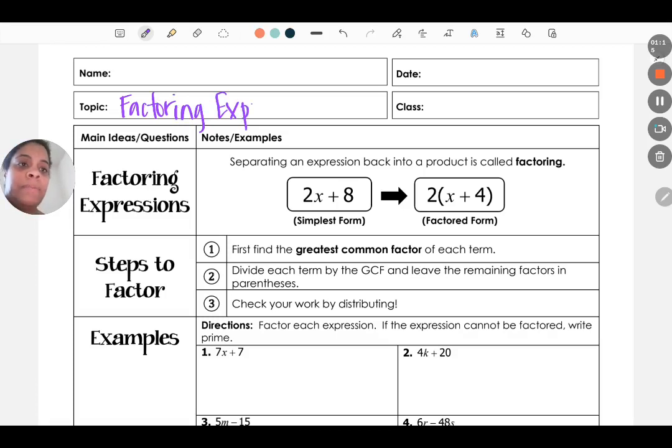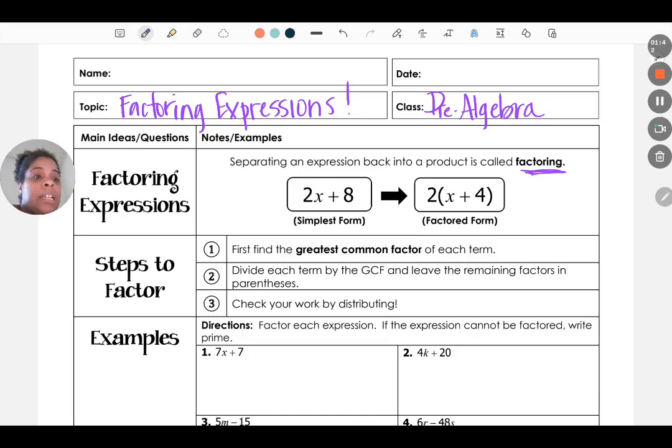All right, factoring expressions. It's for pre-algebra. All right, here we go. So today we're going to be able to separate an expression back into a product. It's called factoring, right? Factoring something out.